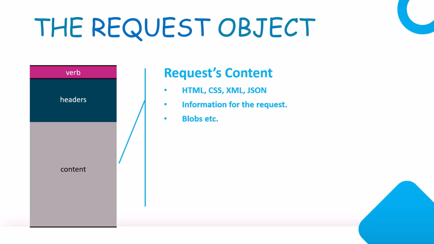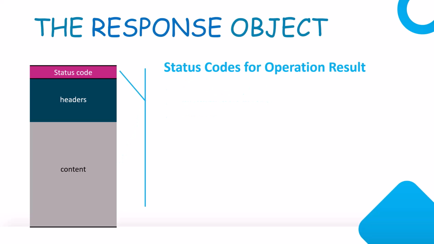In the last video, we saw the request object which had verb, headers, and content. Now let's examine the response object. Once the request is received by the server or API, it will process that. It might be accepted, it might be rejected, failure or success, whatever it is, it will return back a response. The first thing that we have in the response here is the status code.